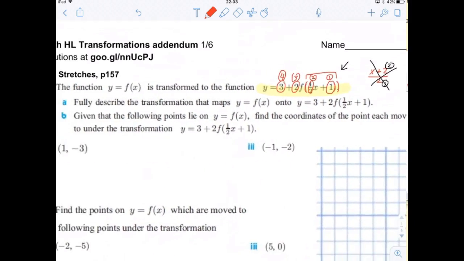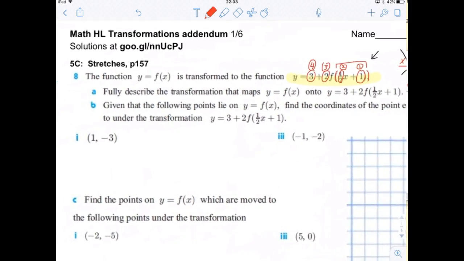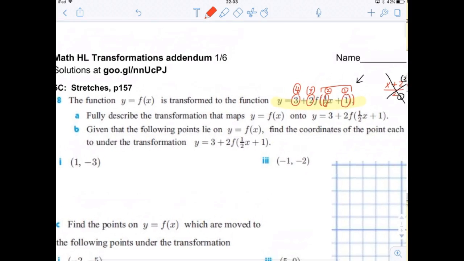So the transformation that is going to be done, let's see, step 1 is the plus 1. And the plus 1 is going to be a translation to the right or left. Well, the plus 1 inside the function is interpreted kind of backwards. Since it's plus 1, it sounds like it's going to the right, but it's actually going to go to the left. Okay? So translation to the left by 1 unit.